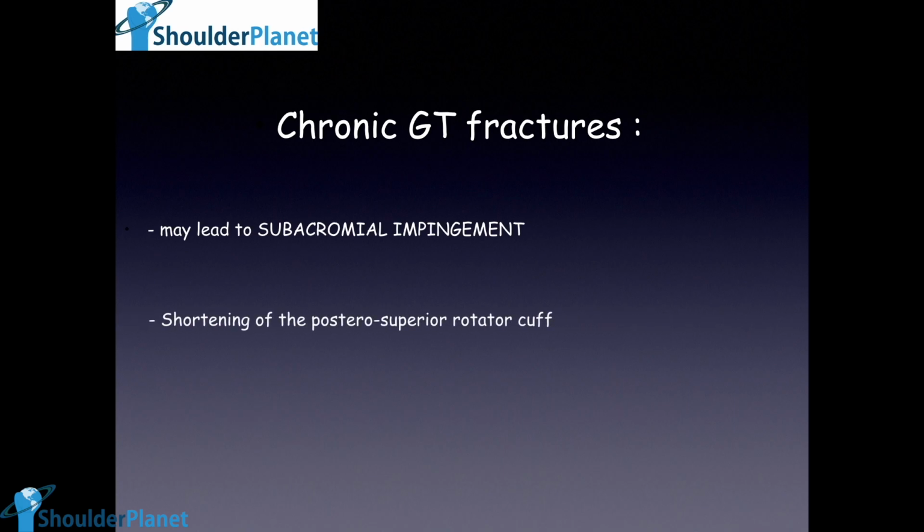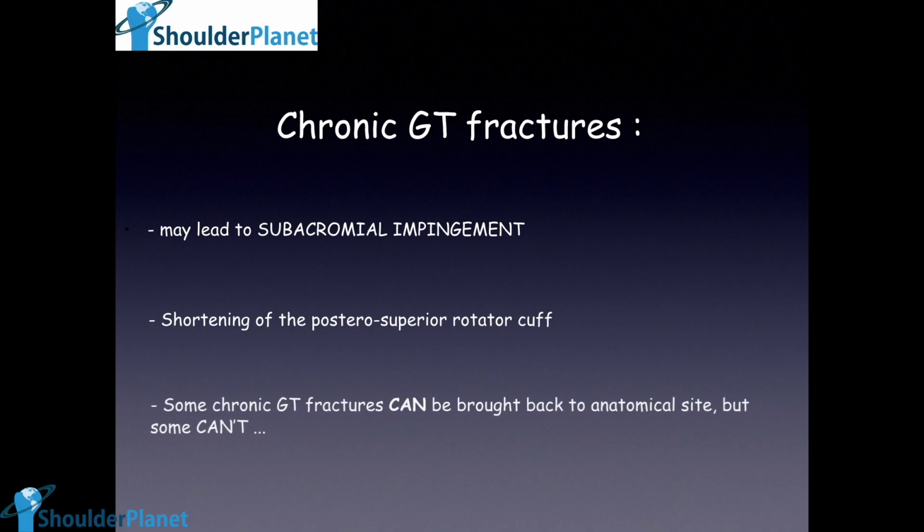It's a difficult scenario. We have shortening of the posterior superior cuff, as in chronic posterior superior rotator cuff tears. Some cases can be brought to the anatomical side once we operate them, but some cannot, as some chronic rotator cuff tears cannot be fixed anatomically in the same way.